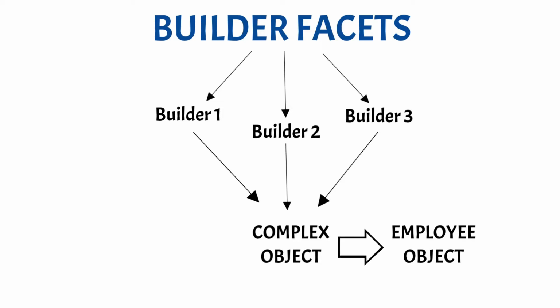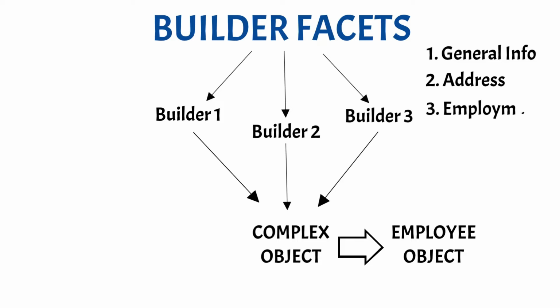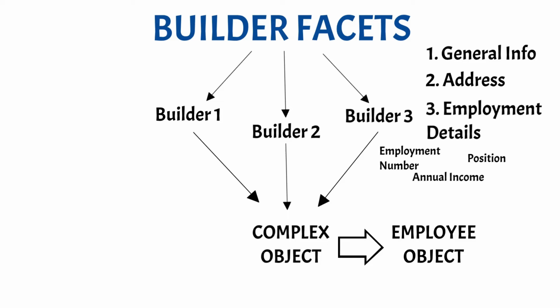Now when it comes to an employee record in a particular company, you could imagine that the company would like to store different kinds of data about the employee, right? So say for example the general information about the employee will be required. Similarly the address of the employee will be required. Similarly the employment details about the employee will be required. Now when it comes to employment details, you have employment number, you have position of the employee, you have annual income of the employee, you have the employment type or employee type. So there is a lot of different information that you can store as part of employment details.